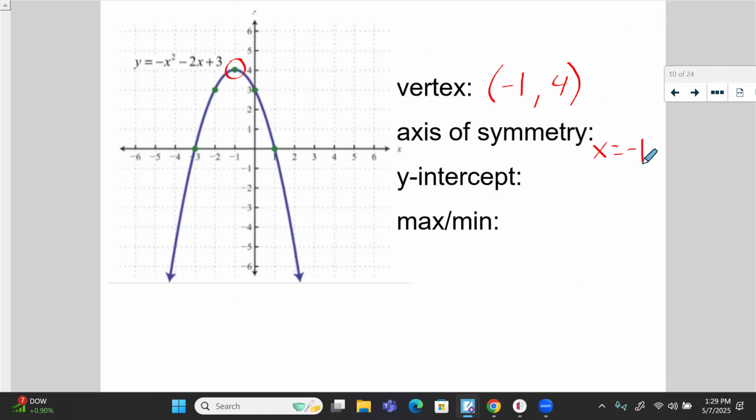Your y-intercept is where the graph crosses the y-axis. So our y-intercept is (0, 3). And your max or min value is the y value of your vertex. But because this graph points down, it is going to have a maximum. You can also tell because your a is negative. And so our maximum value here is now 4. So again, this is being able to identify all the stuff from a graph.